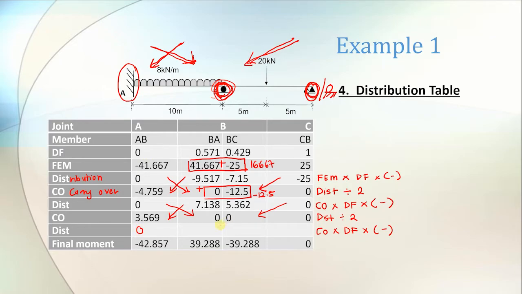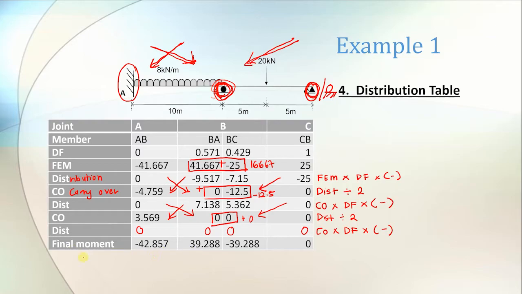So here for BA and BC, kita buat BA macam mana pun kita kena tambahkan this value. So when we add these two together, kita akan tetap dapat kosong. So kosong darab 0.571 darab negatif, kosong. And then for BC pun sama, kosong darab dengan 0.429 darab negatif, it still becomes 0. And for CB, 0 times 1 times negative jadi kosong juga. So bila dah dapat one whole row is 0, kita boleh stop.